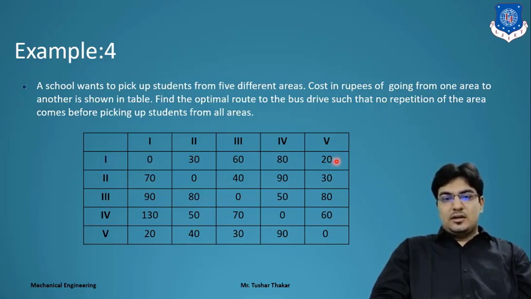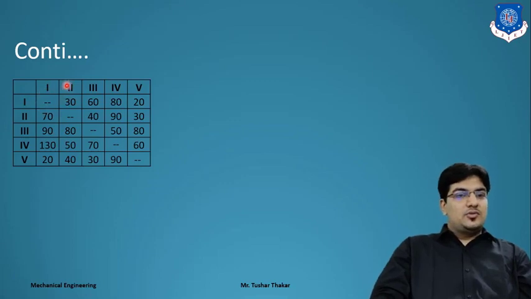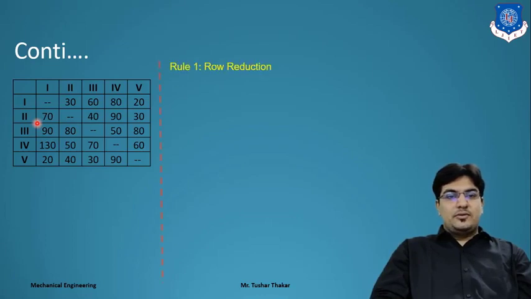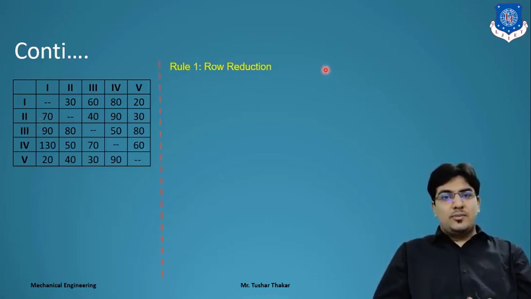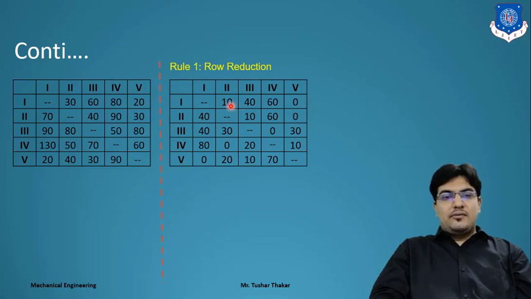Here we start the problem. What we have to do is simple: we put a dash mark at the 0, meaning the bus driver never goes to that respective area. Then we make a row reduction. This is an assignment problem only, but in a different way. So what is row reduction? In row reduction, we take the minimum value and subtract it from all the values. We get this table: the minimum value is 20, so 20 minus 30 gives 10, 40 and 60 here. Same thing in the second row, where 30 is the minimum value. So we get this table.